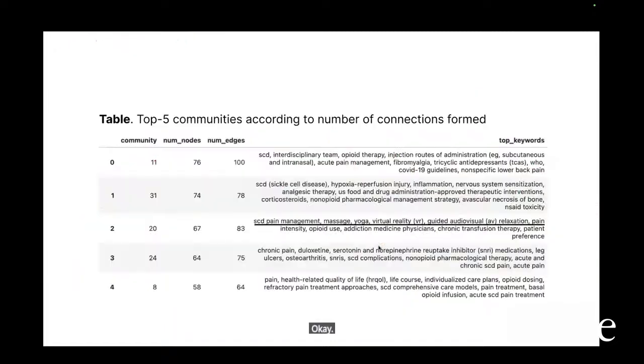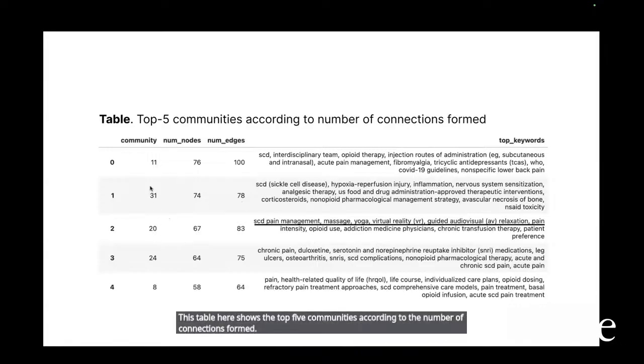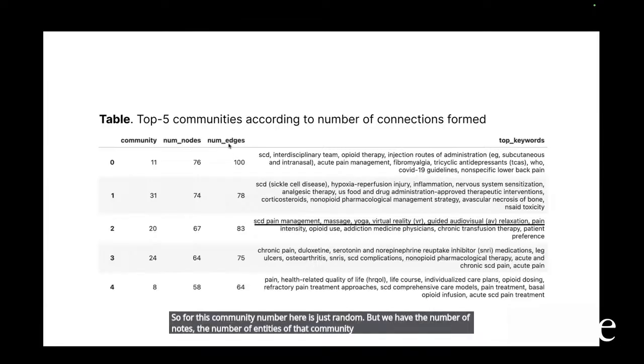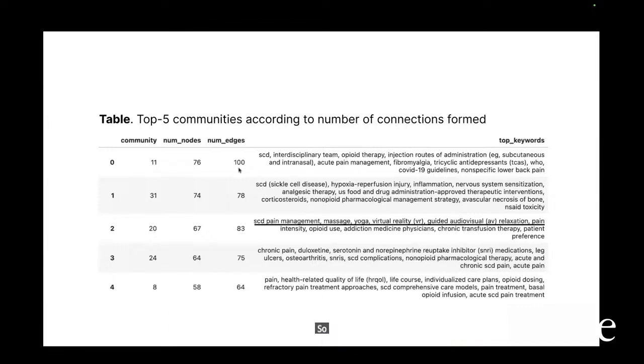To put it in more practical understanding, this table here shows the top 5 communities according to the number of connections formed. This community number here is just random. But you have the number of nodes, the number of entities of that community, and the number of edges, which is the number of connections formed. So you can see that the first one has 100 connections. So it's a very central information.